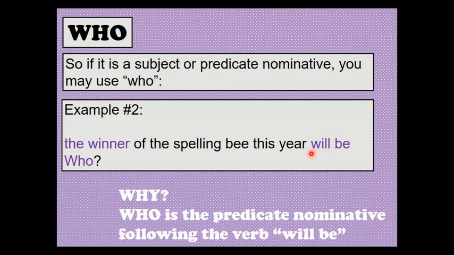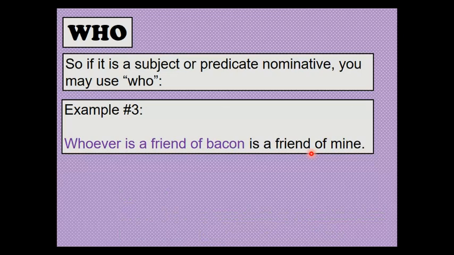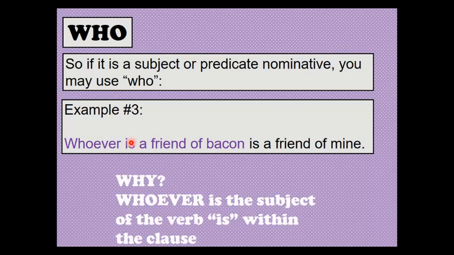Okay. Lastly, if I said, whoever is a friend of bacon is a friend of mine. Well, I don't need to invert this in any way. This is just a regular declarative sentence. But if I look at it in isolation, which is what we're going to focus on a little bit today, isolating this here in purple, what I can see is this word whoever is actually the subject of the verb is, and therefore it becomes the subject. Now, it may be the subject of the sentence. This time it's the subject of this little clause, which leads into the rest of the sentence. But whoever is the subject of is.